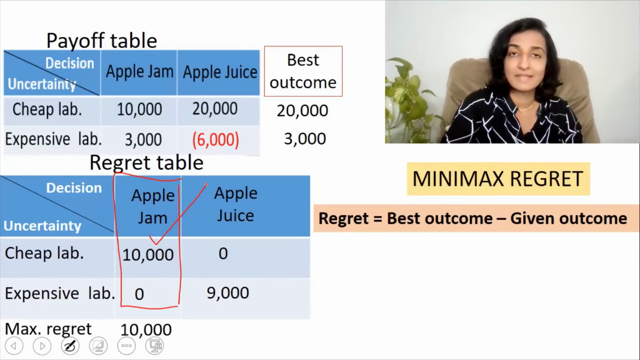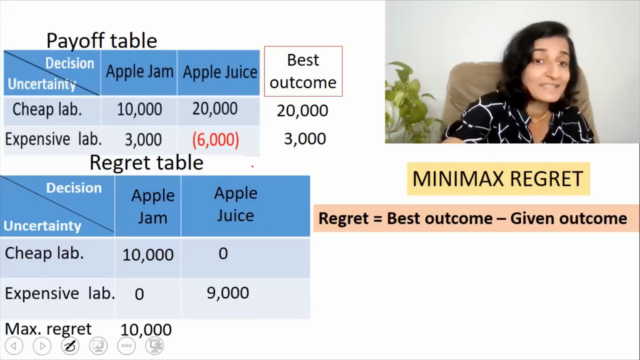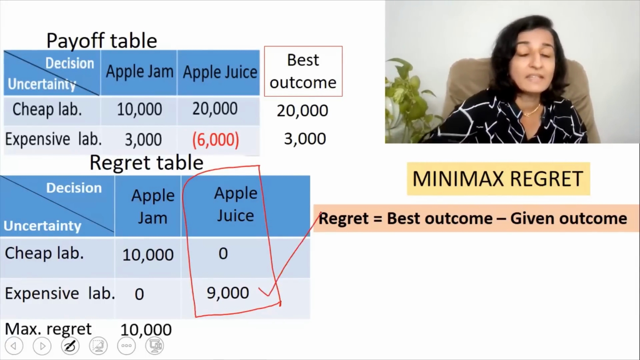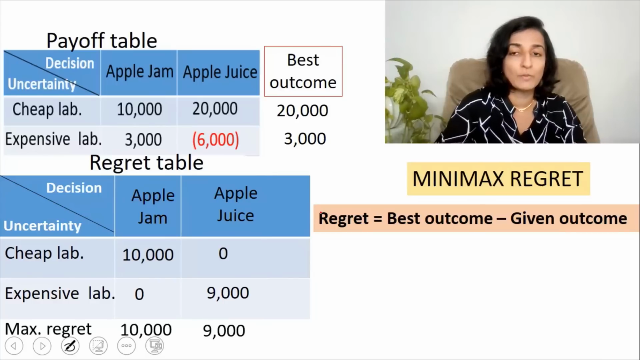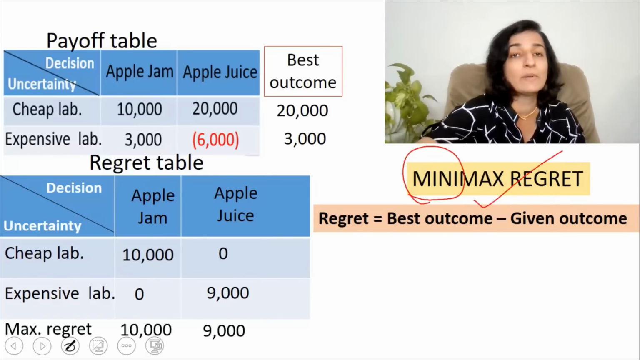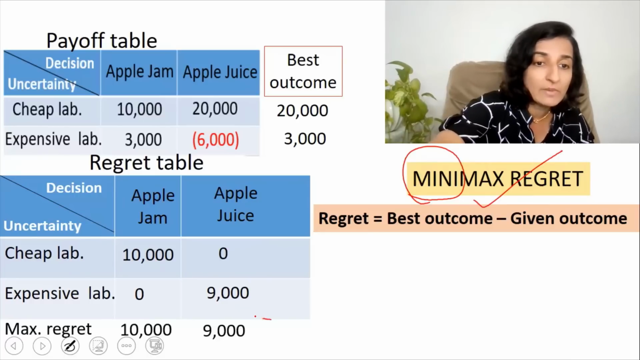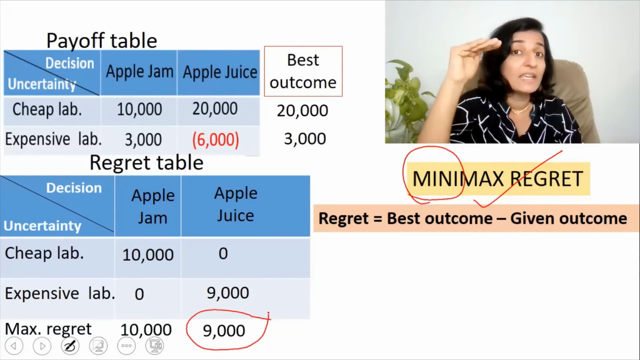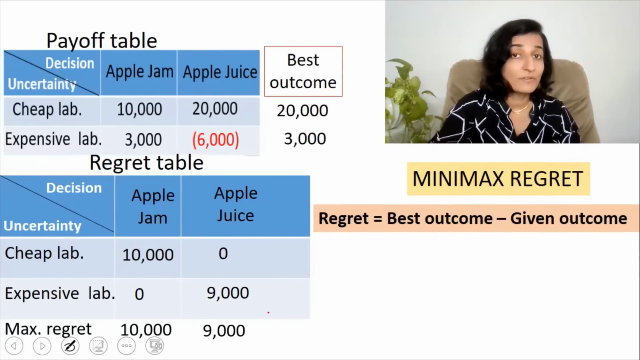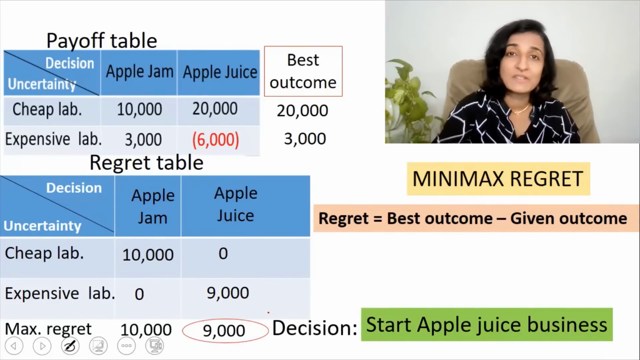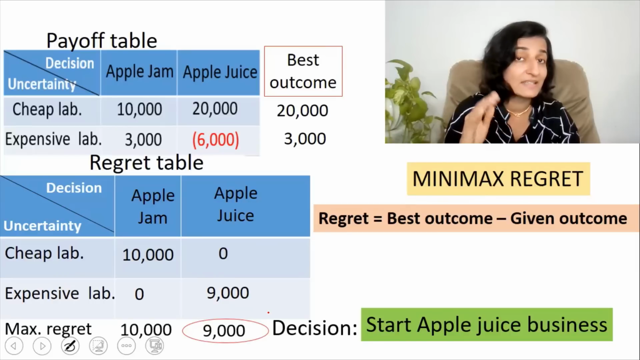Maximum regret is $10,000. If Adam selects the apple juice business, what is the maximum regret? It is $9,000. So we write that too. And we have to select the minimum of the maximum regret. So out of these maximum regret, we have to select the minimum or $9,000 because he wants to minimize his regret. He wants to minimize his sadness. So the final decision will be Adam will start the apple juice business because it minimizes his regret.